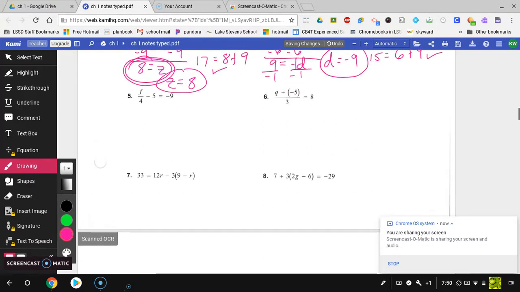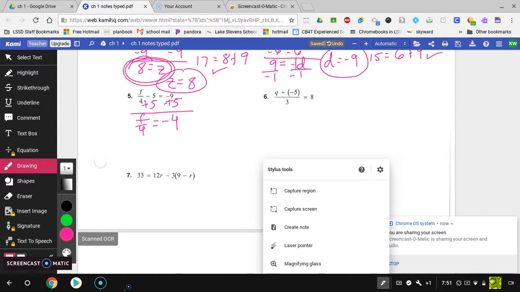All right, as we get to number 5, we have f divided by 4 minus 5 equals negative 9. Again, we always want to get rid of that addition or subtraction first. So I'm going to start by adding a 5 to both sides. So I'm still left with f over 4, and it's equal to negative 9 plus 5, which is negative 4.